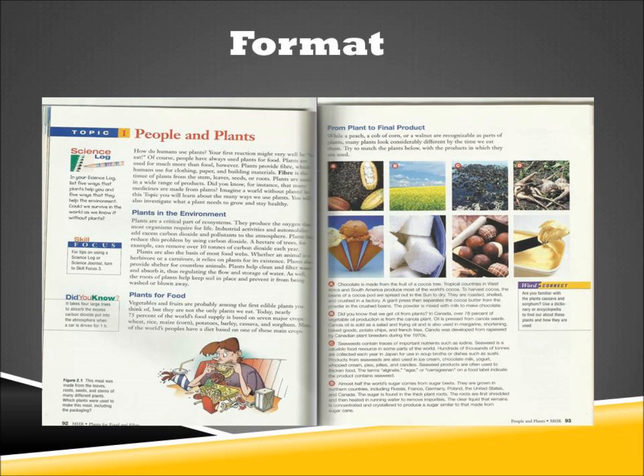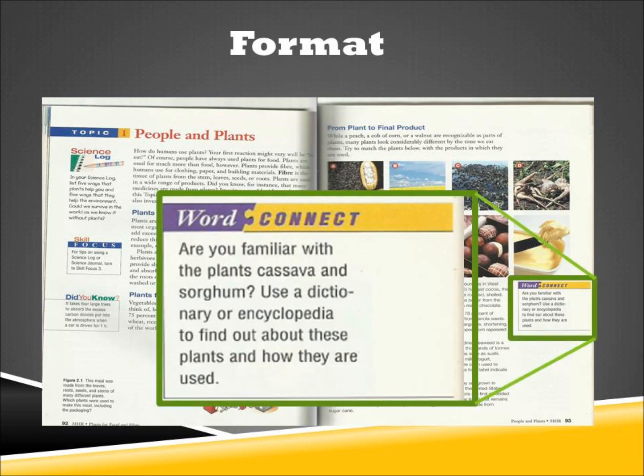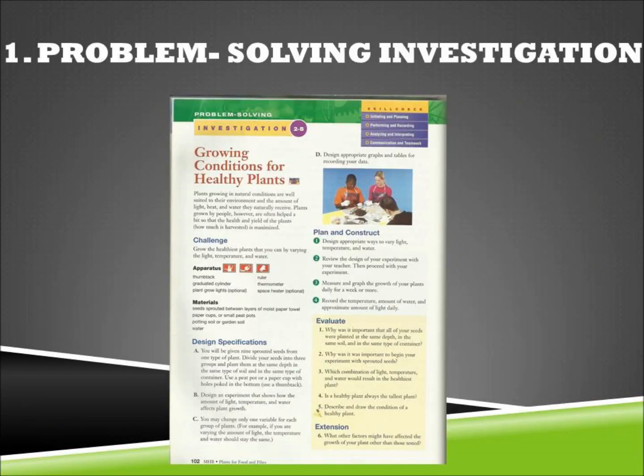For example, in topic 1, students can read pages 92 and 93 and complete the word connect activity on the sidebar. By doing so, they can connect better with what they have learned in these 2 pages, internalize the material, and then move forward to the different sections. We will now take a look at the accompanying hands-on activities that the chapter includes.